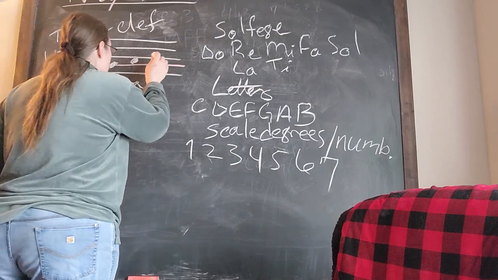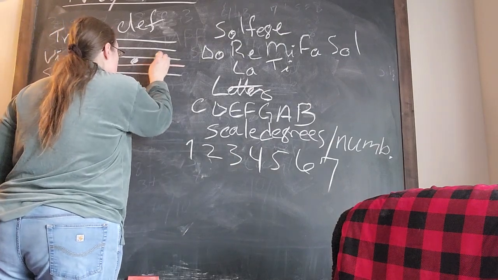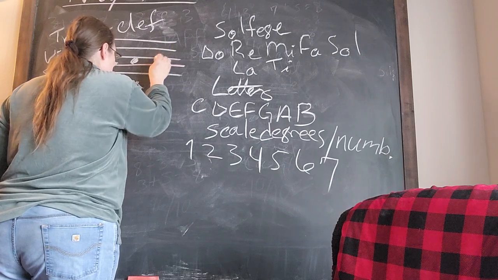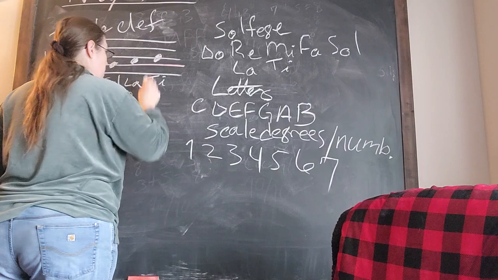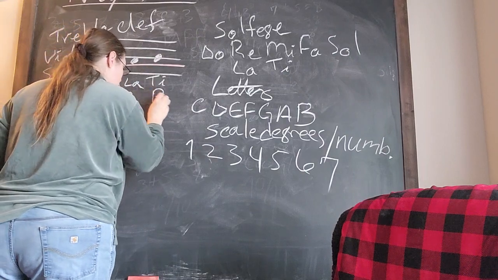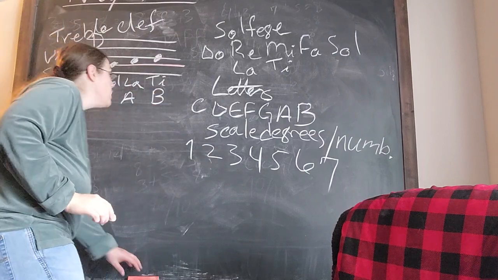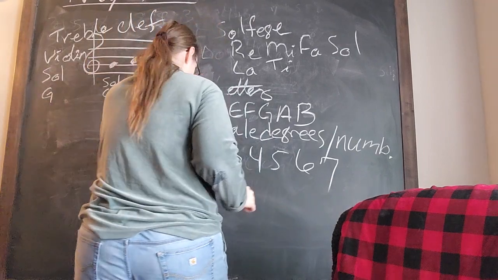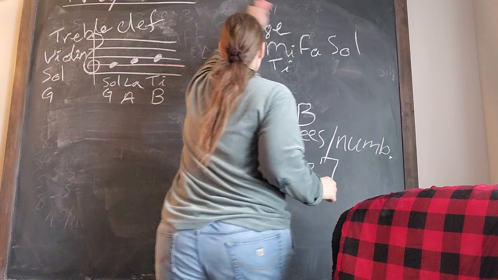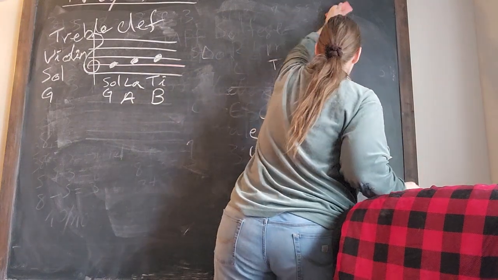The next one, we draw a note. This is going to be called T. Alphabetically, this would be called B. Now I'm going to erase all of these because we are going to need more space to write our notes.